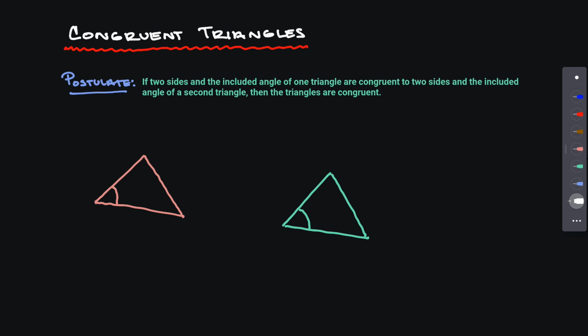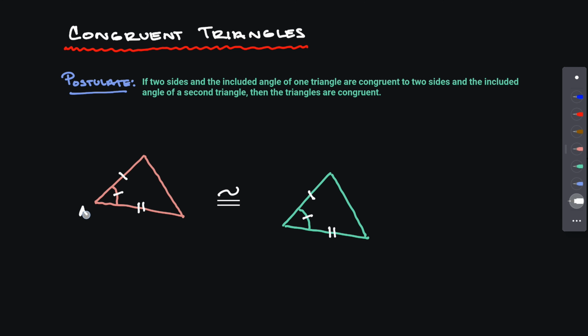So this side is congruent with this side. Okay, 2 sides and included angle. So the 2 sides are congruent. Okay, so this side with this side. And the included angle is congruent with the included angle. So if this happens, then the two triangles are congruent. This is enough to guarantee that the two triangles are congruent.